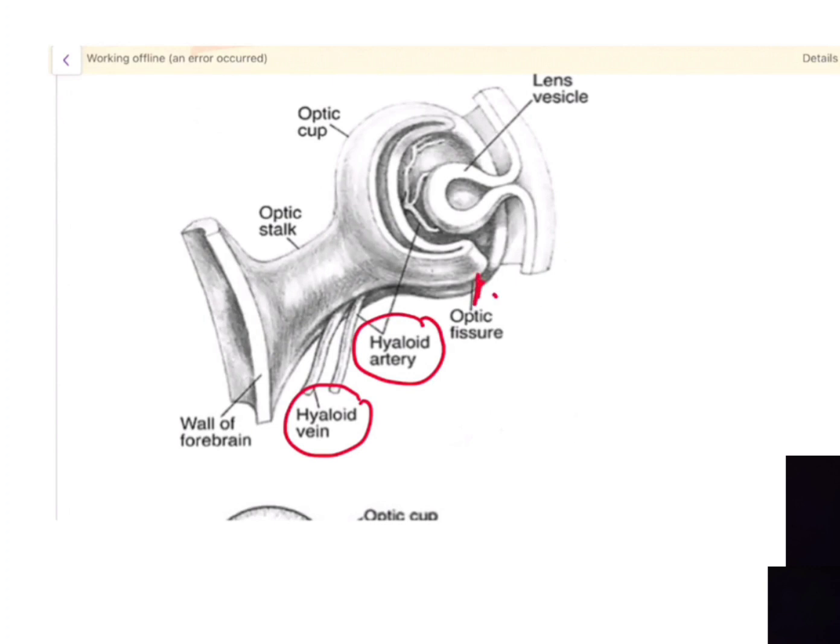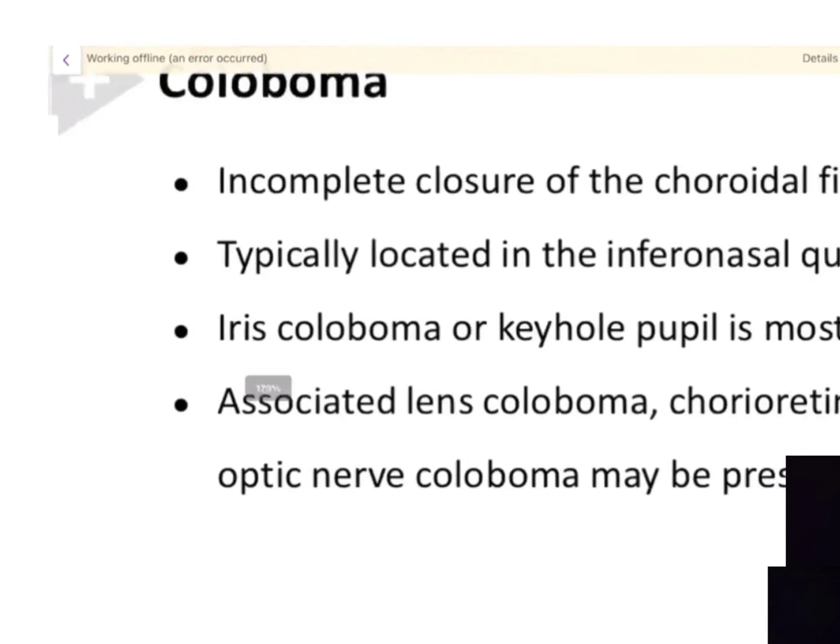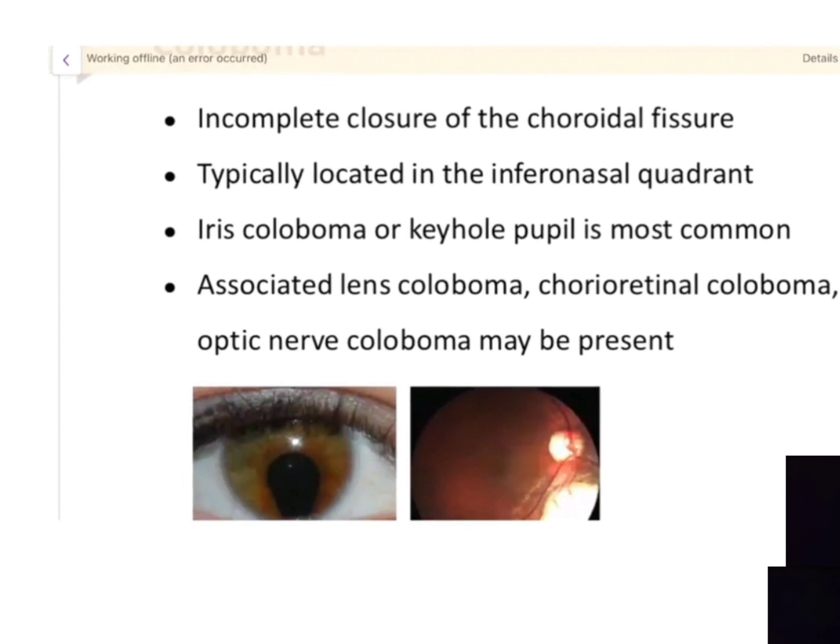As I told you, this fissure should close. Now if it doesn't close, then that area will remain deficient, and that area typically is inferonasal. So the position of that fissure is inferonasal. So inferonasally, that part will remain deficient, and that is called coloboma. So it is caused by an incomplete closure of this embryonic or choroidal fissure, and as I told you, it is typically located in the inferonasal quadrant.